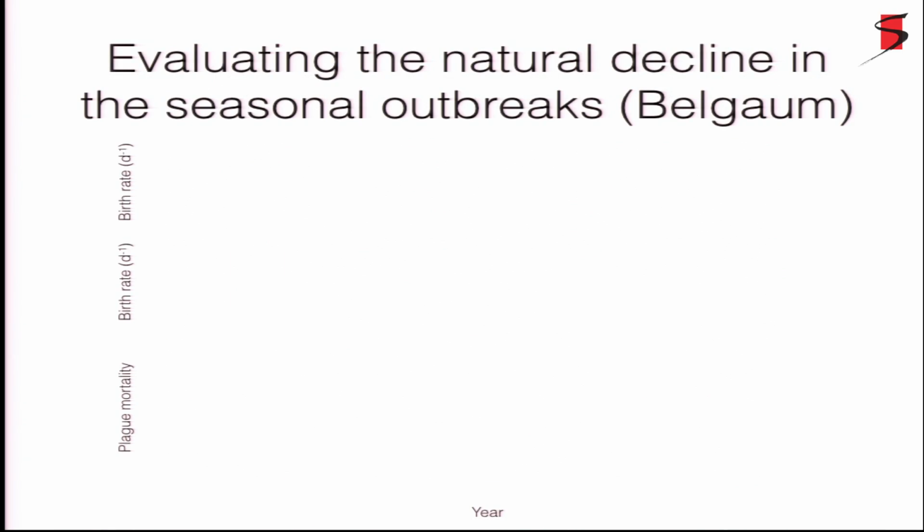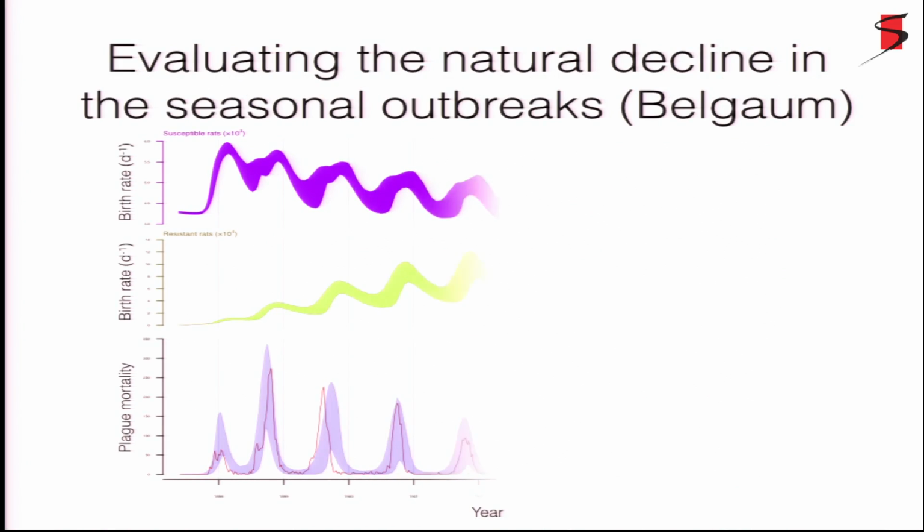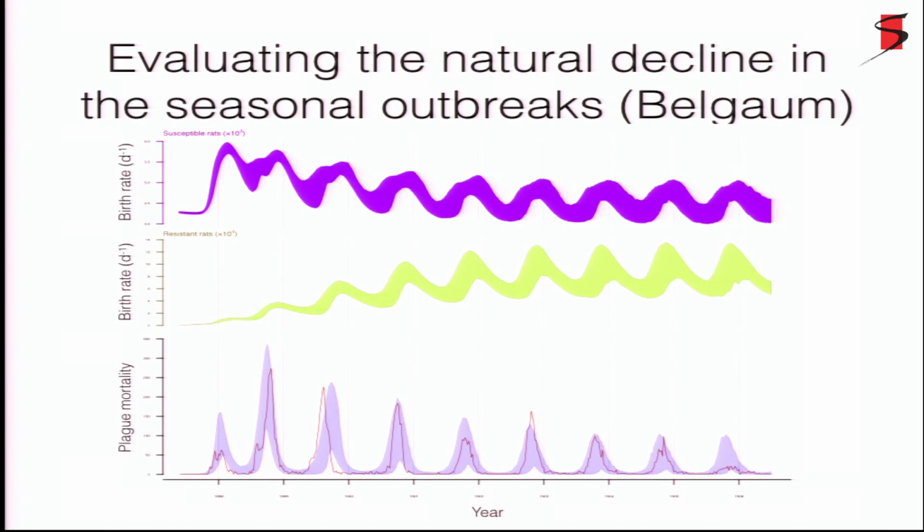So if we look at the actual outcome in Belgaum, again, you see a very nice fit, although the population sizes are much different from the large cities in India. Again, you see a spread of resistant rats against susceptibles. And what's amazing is you see this natural decline in the peaks. That's explained by the resistant rats.